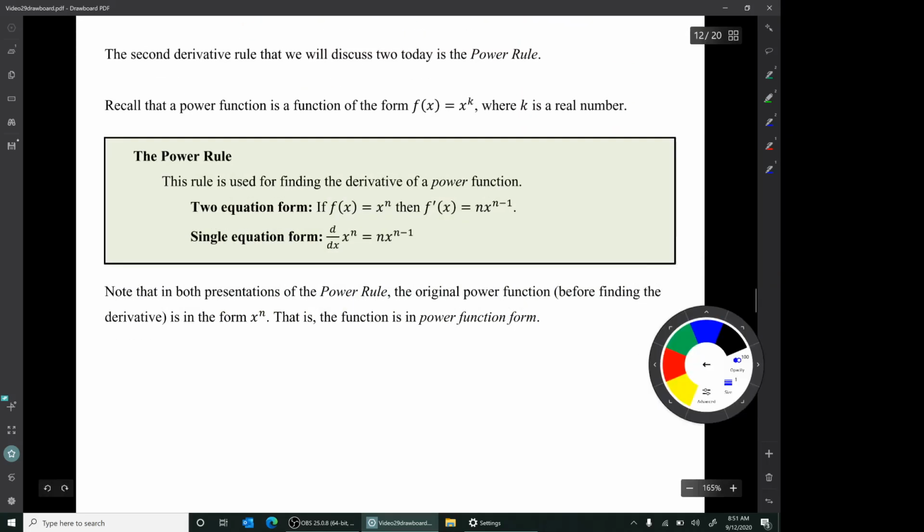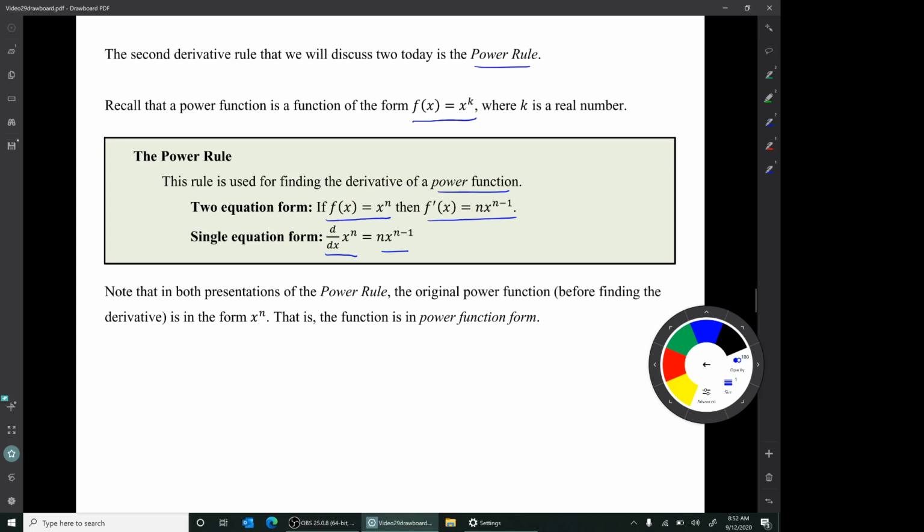The second derivative rule that we'll discuss today is the power rule. Remember, a power function is a function of this form, f of x equals x to the k, where k is a real number. So the power rule is used for finding the derivative of a power function. We have a two equation form. If f of x equals x to the n, then f prime of x equals n times x to the n minus 1. And we have a single equation form that says d over dx of x to the n is equal to n times x to the n minus 1.